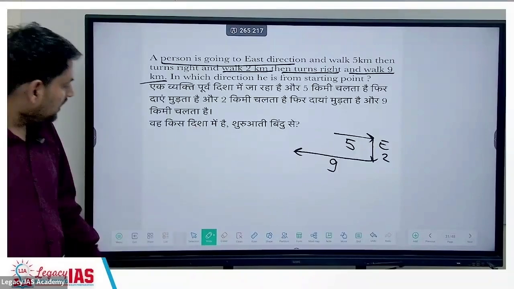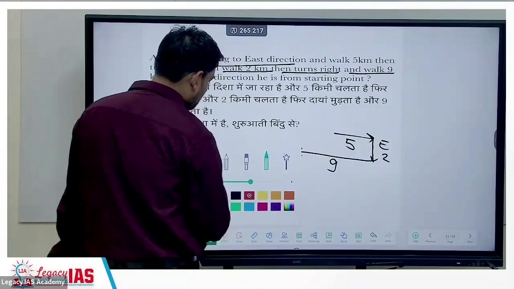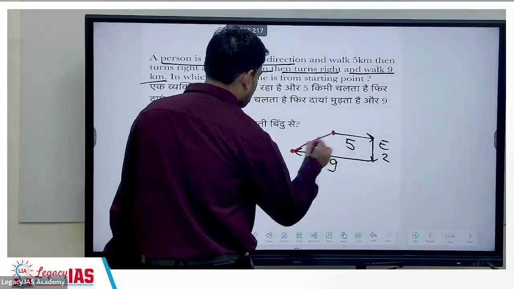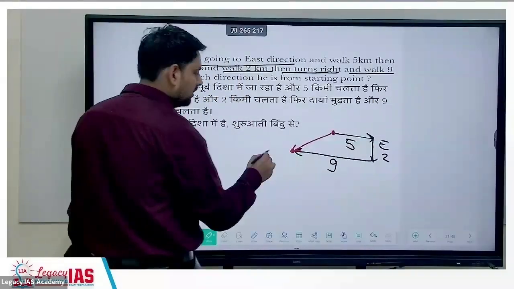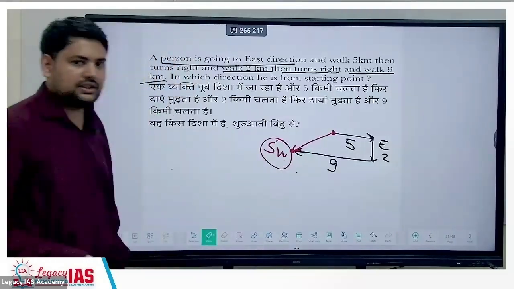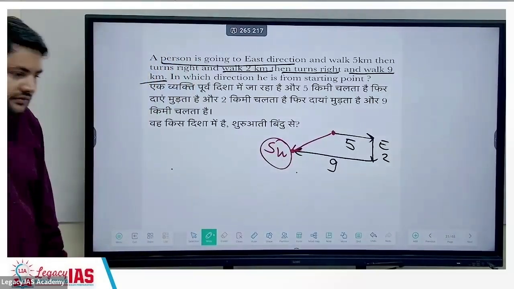What is asked? In which direction is he from the starting point? Clearly, this is the starting point. This is the end point. Which direction is it, start to end? Southwest. Southwest would be the answer.